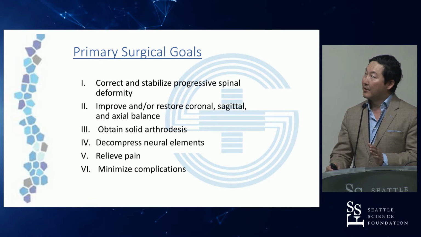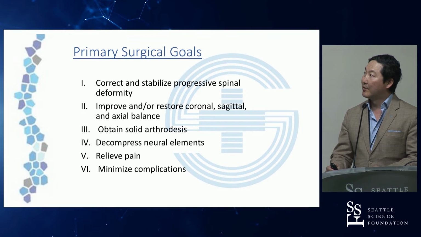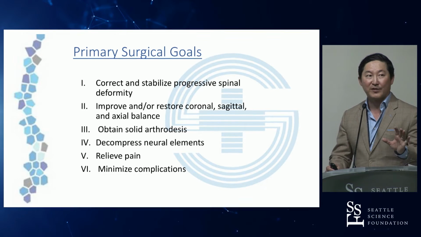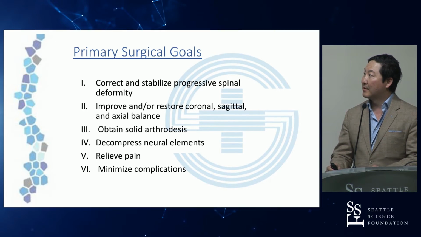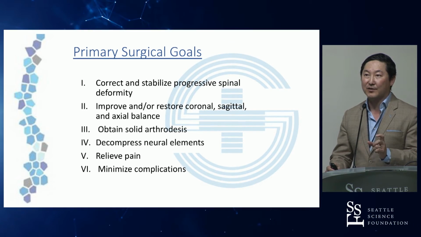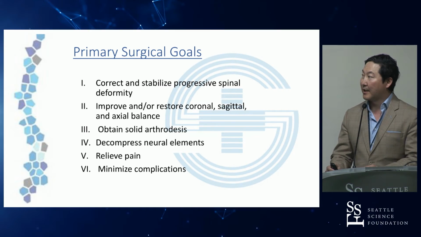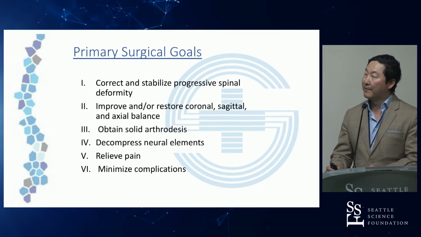So for MIS scoliosis surgery, all of the goals are the same as open surgery, especially the top 5. So as you know, to correct and stabilize progressive deformity, improve and restore the coronal, sagittal, and axial balance, obtain a solid fusion, decompress neural elements. And this is one where I think that MIS surgeons really need to focus a lot on prior to even doing more complex cases, relieve pain, and finally minimize complications.